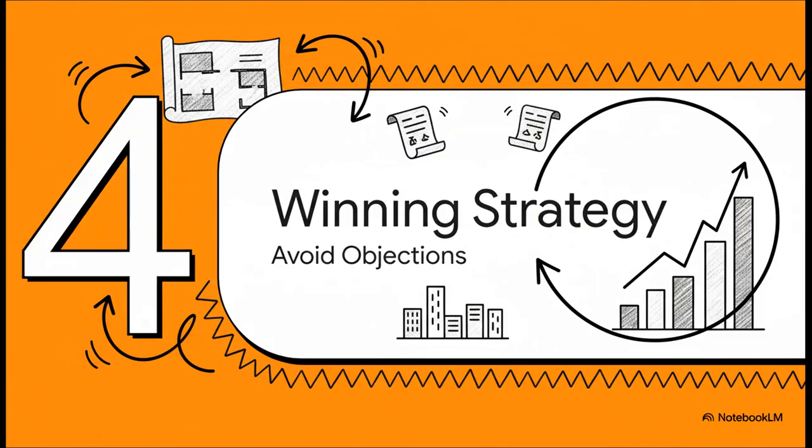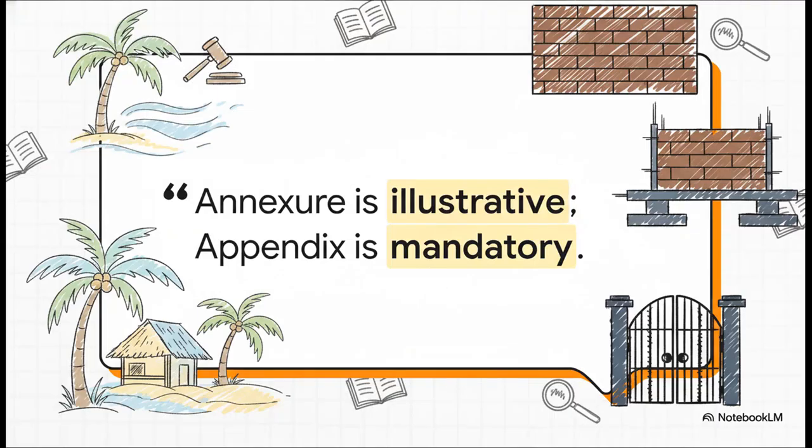Seeing these patterns can be really frustrating, but the good news is that avoiding them is actually pretty simple once you know the rule. So, let's get into the winning strategy. This is it. This is the key. This single line appears in the vast majority of objections related to this topic. You should internalize it, write it down, put it on a sticky note on your monitor. This phrase is the TCP telling you exactly how they read the regulations. Annexure is illustrative, appendix is mandatory.